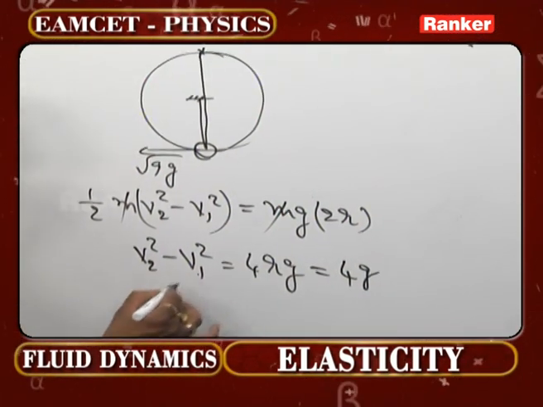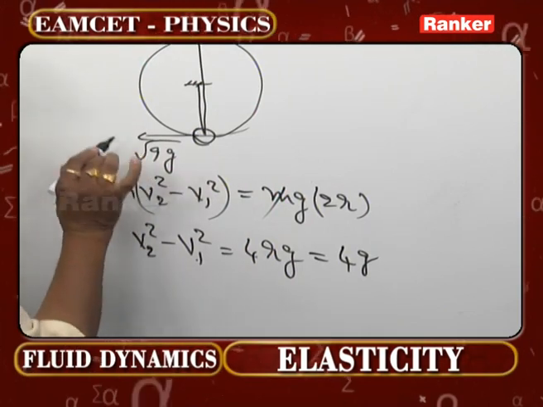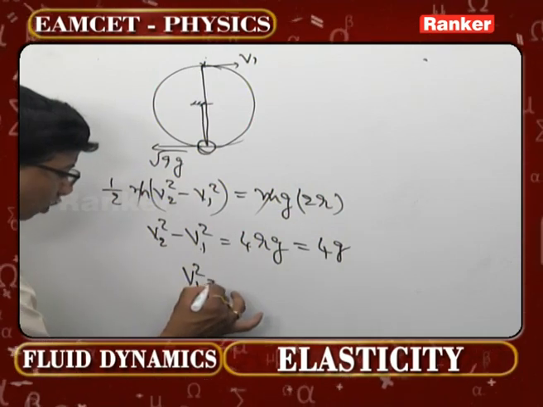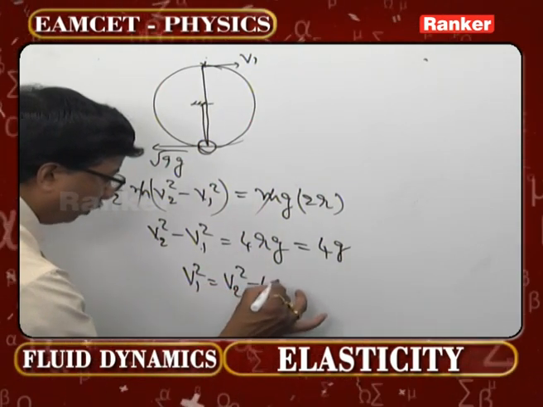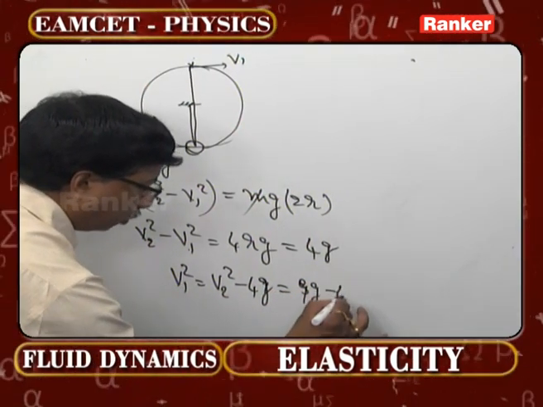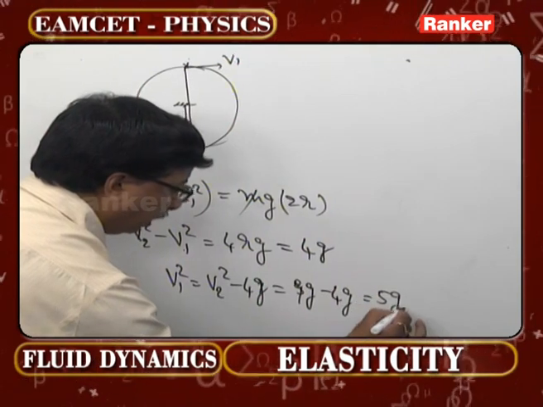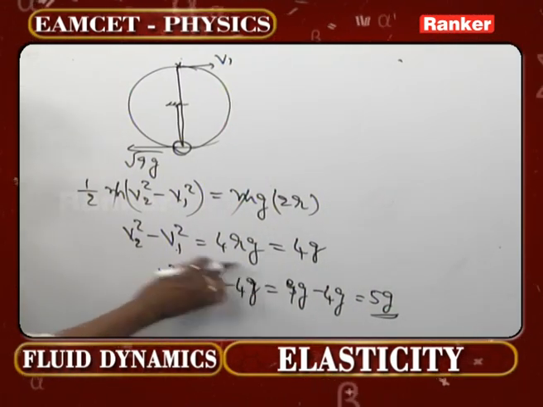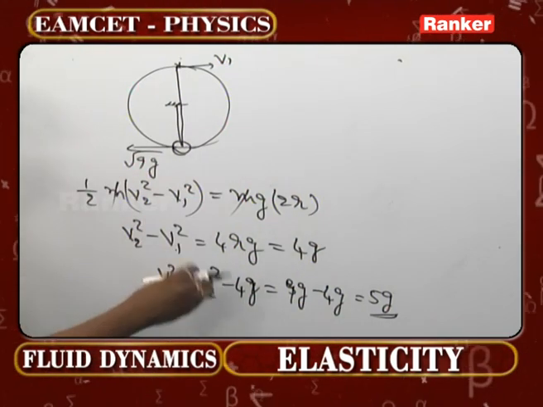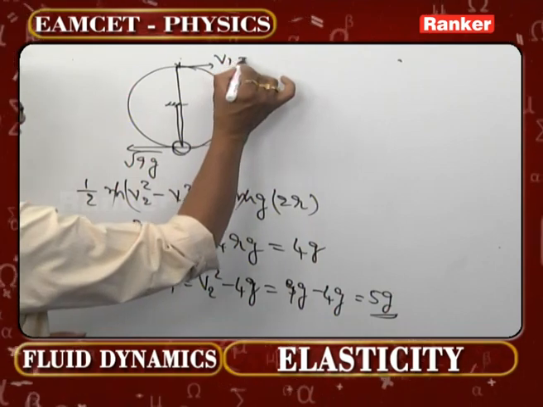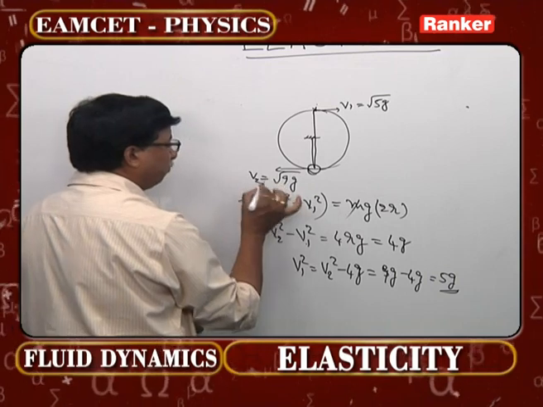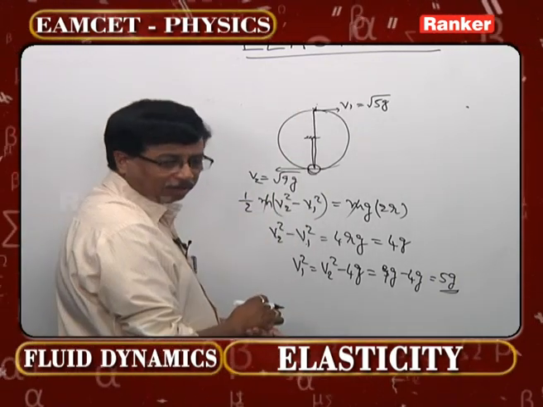Fine. What is the value of V1? This is the value of V2. Here the value is V1 I am writing. So what will be V1 square now? V2 square minus 4g. What is V2 square? That is 9g minus 4g. How much its value will now be? 5g as such. So what will be the velocity at the highest point now? 5g as such. That is V1 square. Then what will be V1? Root 5g. These two are the values you people have to remember. Here the velocity is more, there the velocity is less.